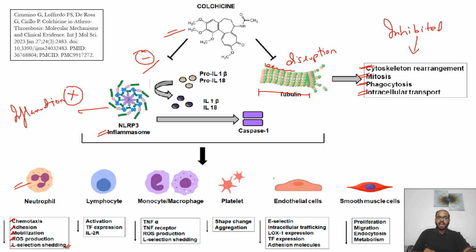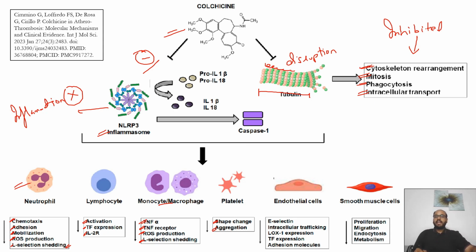For lymphocytes, activation of lymphocytes, and TNF alpha expression, interleukin 2 receptor expression, all which leads to inflammation are also decreased. In monocyte and macrophage, TNF alpha, TNF receptor, ROS production, L-selectin, all are decreased. In platelets, shape change and aggregation, that is why the coagulation is also affected. And that is why one of the important side effects of colchicine is actually coagulopathies.